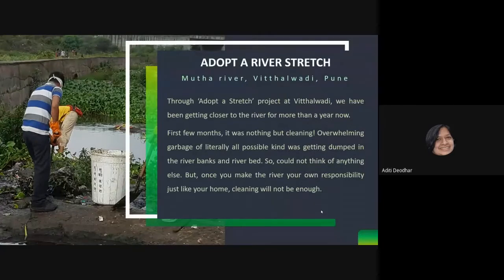Today I will be talking about one particular stretch. That was our first adopted stretch. It is on Mutha River in Pune city. The area is called Vithalwadi. And as you can guess by the name, there is a Vitthal temple on the bank of the river. That place has a lot of religious significance, and it is actually a place of pilgrimage. Whatever challenges you can imagine in an urban landscape are present at this stretch. So this stretch is representative of all the challenges a river faces in an urban landscape.